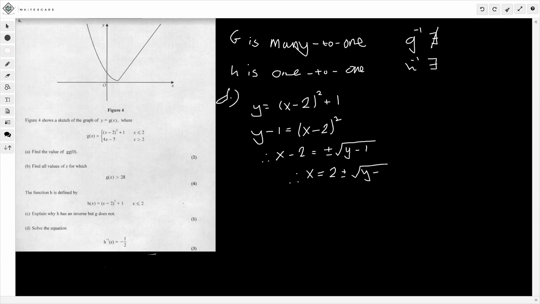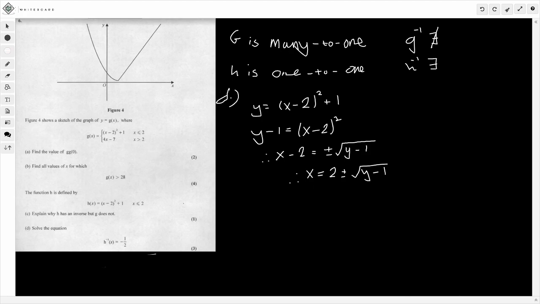Now we have a plus or minus here. So we either know that x is going to be equal to 2 plus the square root of y minus 1, or x is going to be equal to 2 minus the square root of y minus 1. And we have to decide which way we pick this. The way to pick this is you have to consider the graphs.